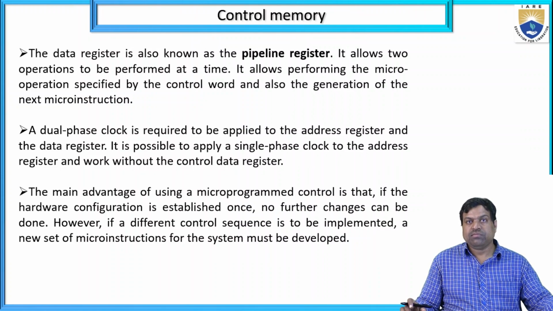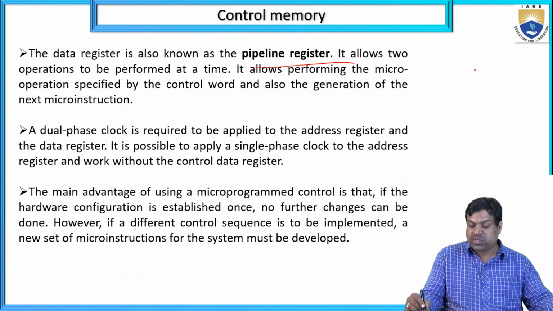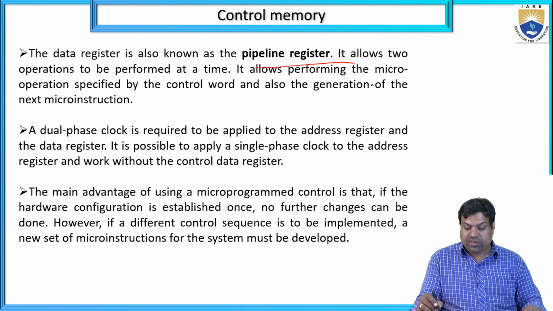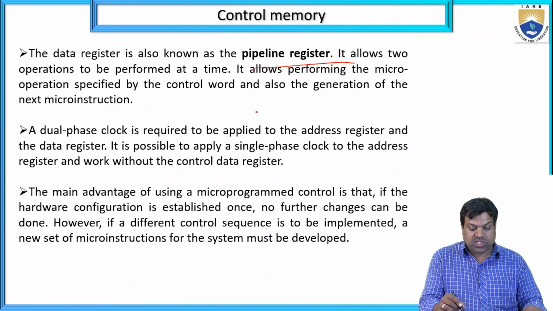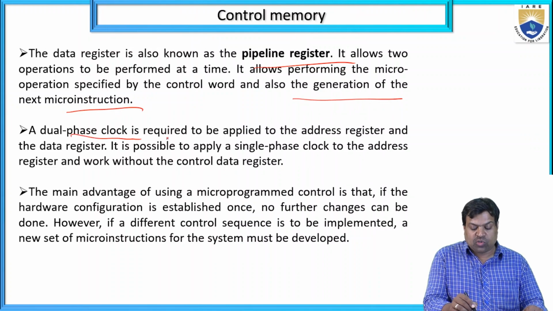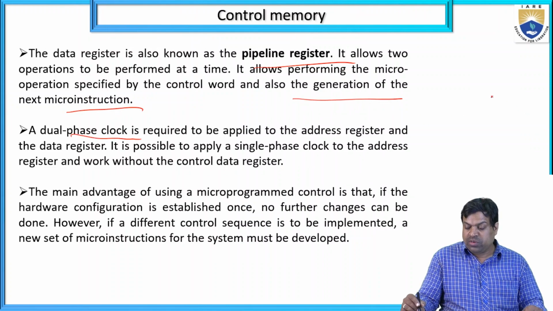So the data register is also known as a pipeline register. Pipeline means operations are performed one by one. So the pipeline register allows two operations to be performed at a time, and it allows performing the micro operations specified by the control word and also the generation of the next micro instruction. And a dual phase clock, we already know that.